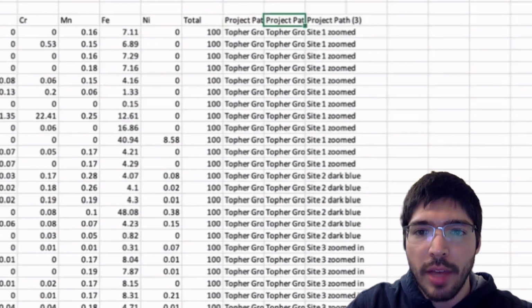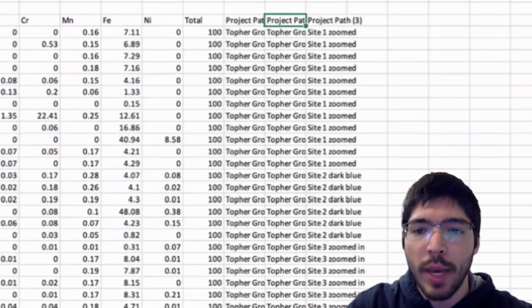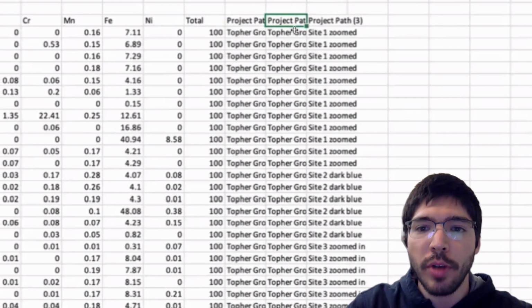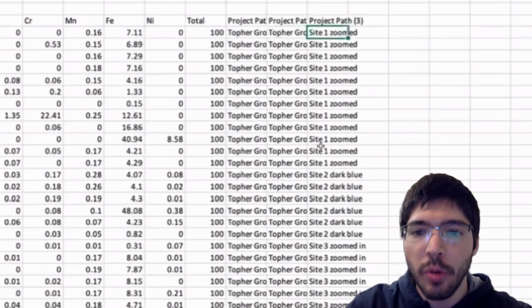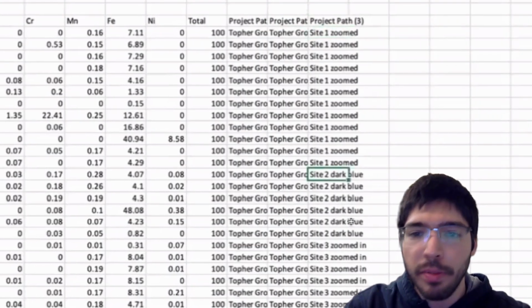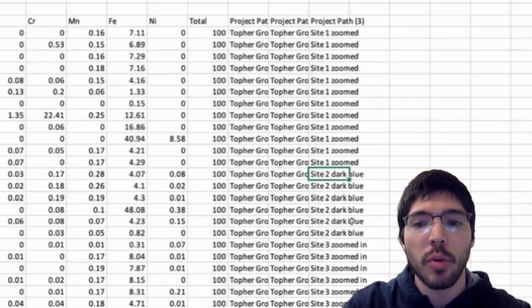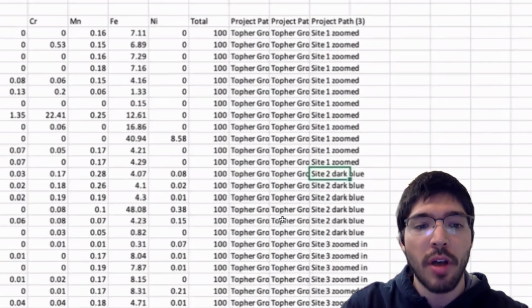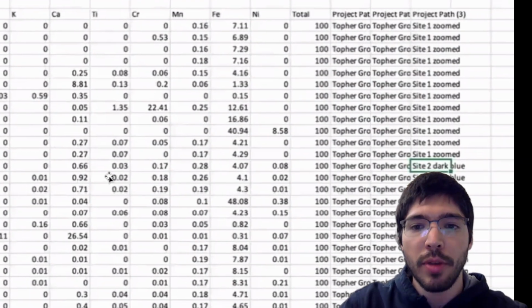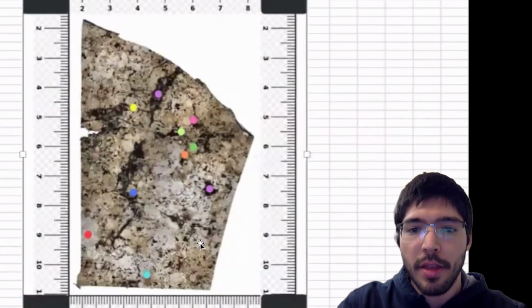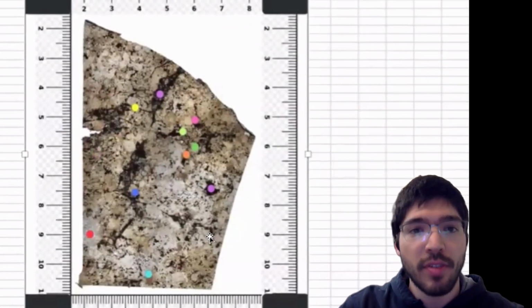So this essentially just means where we were. You'll notice I have, for example, site 1 zoomed, site 2 dark blue. You're probably wondering what these mean. These correspond to those different locations on the thin section, which is right here, that were some of the sites that we visited to get some of the data.